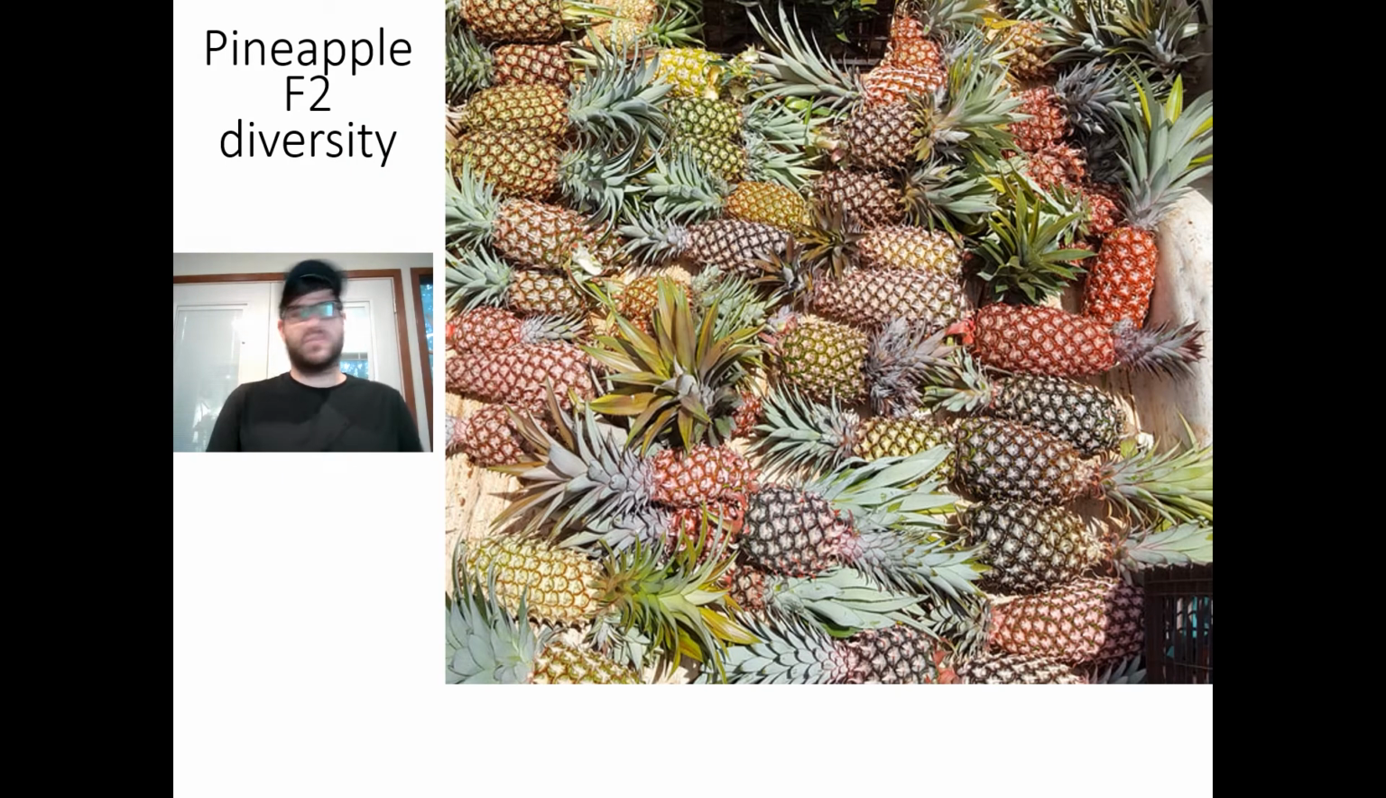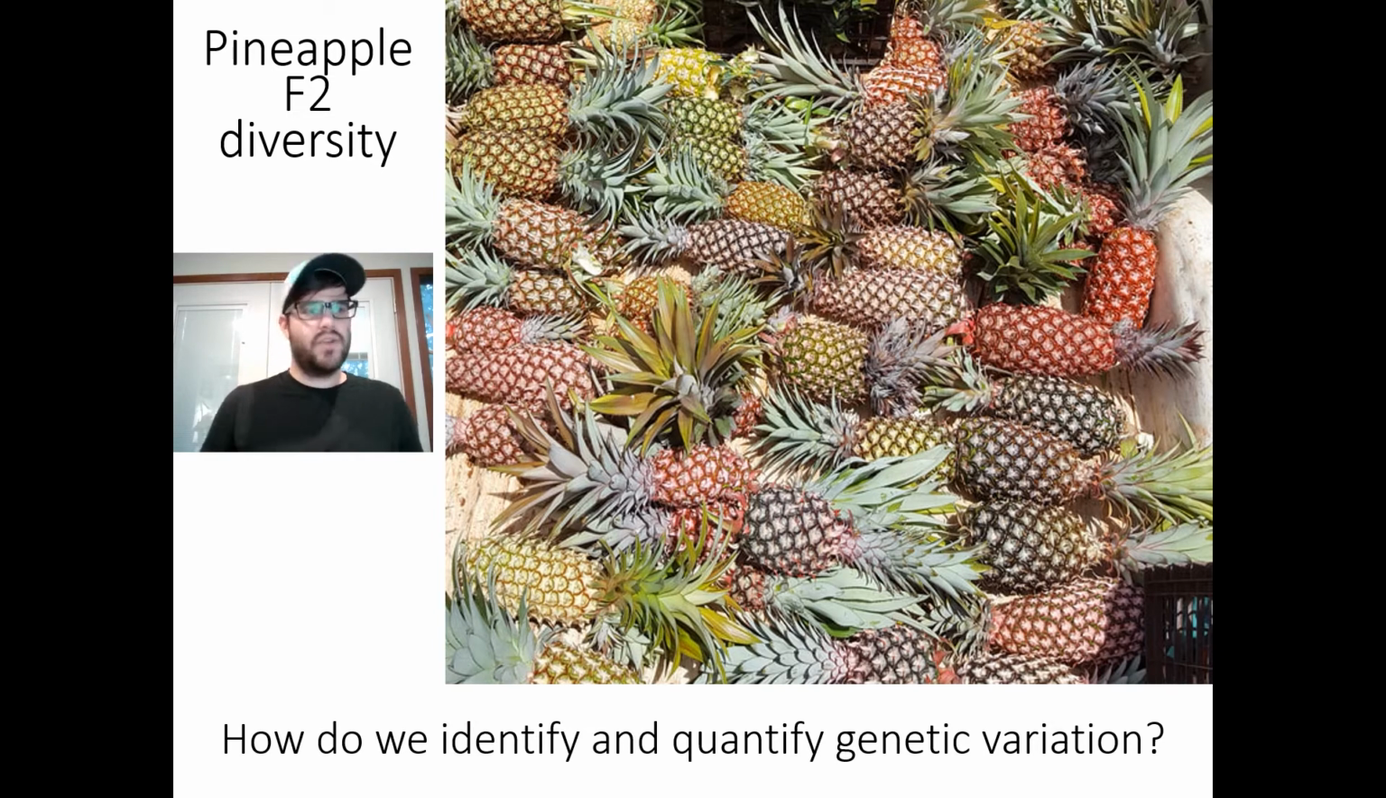This is an example from my own research in pineapple, and it's similar to the apple. This is an F2. These are a wild pineapple crossed with one of the leading cultivars, and then that offspring is selfed. These are just some of the different pineapples that come from that. You can see there's huge variation in skin color, in size, in shape, even in leaf color. And if you were to taste these, they have massive variation in different traits. So now that we have these phenotypic differences, how do we identify and quantify this genetic variation?